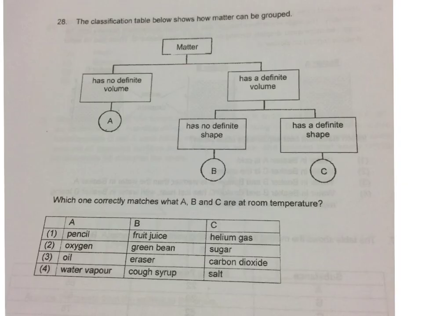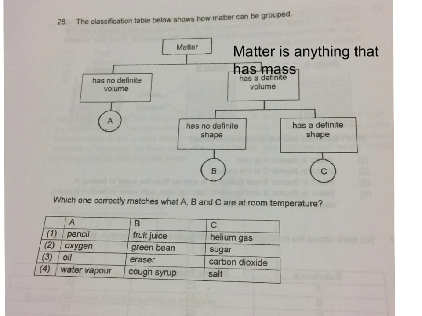Okay, now we go to question 28. The table shows how matter can be grouped. So look at matter. What is matter first? Maybe I'll add in the definition for you. Matter is anything that has mass and occupies space, which means that things such as air, water, solid, are all matter.